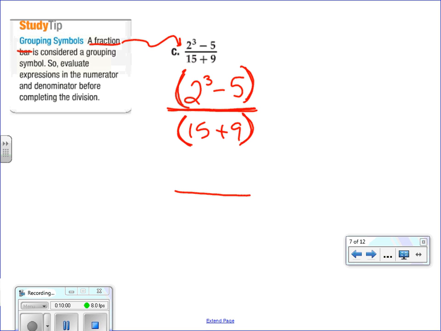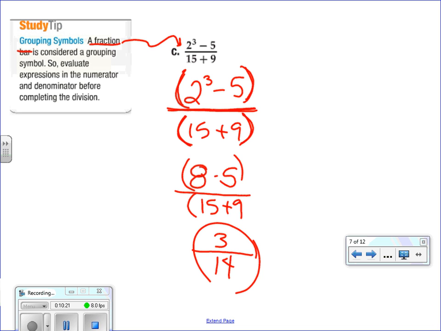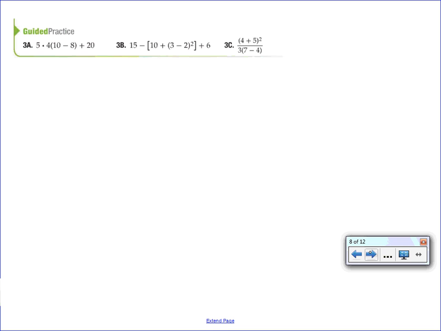So we're going to do our exponent first inside the parentheses. And 2 to the power of 3 is 2 times 2 is 4 times 2 is 8 minus 5. Then we have 15 plus 9. So 8 minus 5 is 3 over 15 plus 9, which is 14. So our answer is 3 over 14, unless they wanted it in a decimal form, and then of course you would divide that. We'll try another one of those in just a second.